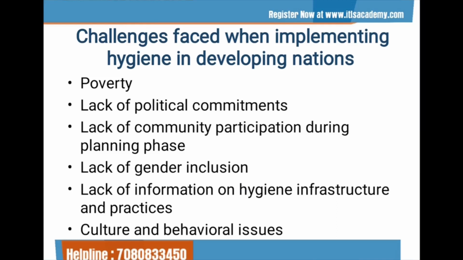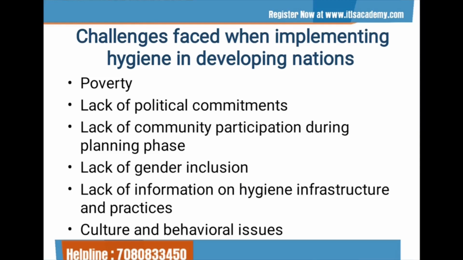Next topic is the challenges faced when implementing hygiene in developing nations. The first point is poverty. Poverty is high in developing countries. Most households spend less than $1 a day, and these are classified as extremely poor. Most families struggle to find food, and to them getting food is more important than considering hygiene.